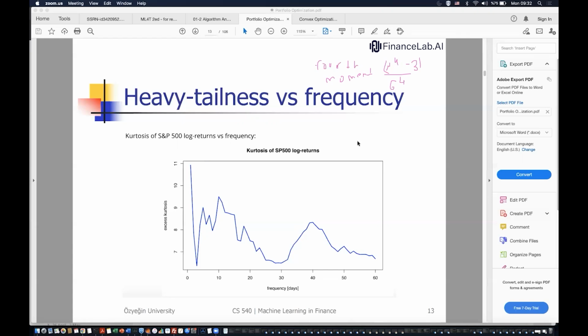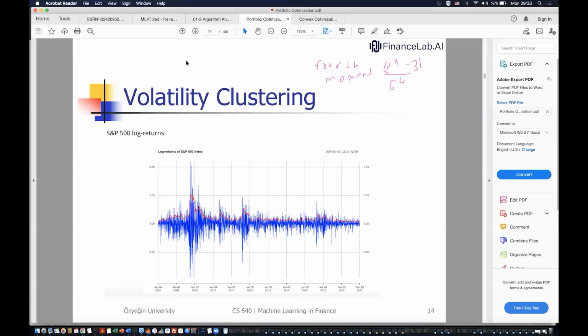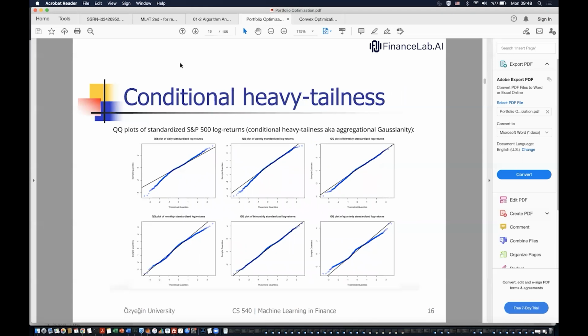And in excess kurtosis, if you look into the plots, what we need to know is that for different frequencies, there is no single increasing or decreasing trend. The kurtosis kind of decreases and becomes more and more heavy-tailed when we increase the frequency, even though, if you look at it, there is no single trend, but there are certain fluctuations over time. And again, aggregational Gaussianity is a behavior that we tend to see in this plot.